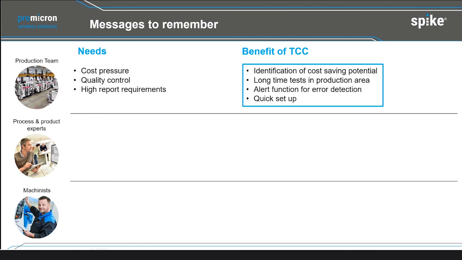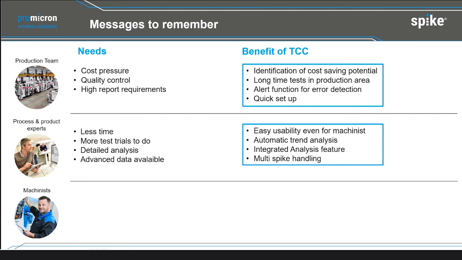If we talk again about the production team, you have cost pressure, you need to control your quality, and you need to do reports. Spike and TCC help you to do that by identifying the cost saving potential, doing long time tests now in production. It's a very quick setup, so retrofit is possible, and we can just go into your production and run the operation without including the machine manufacturer directly.